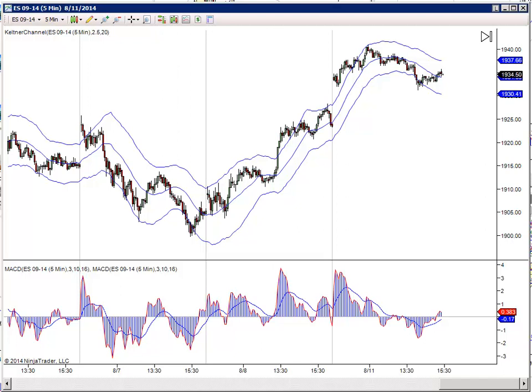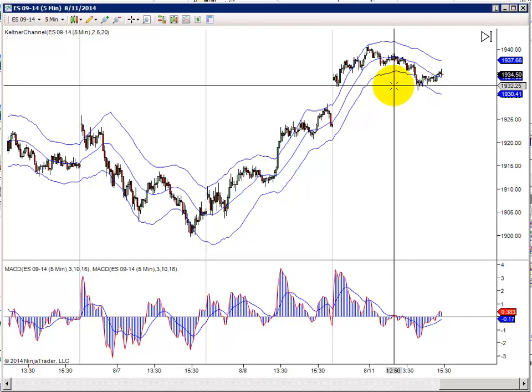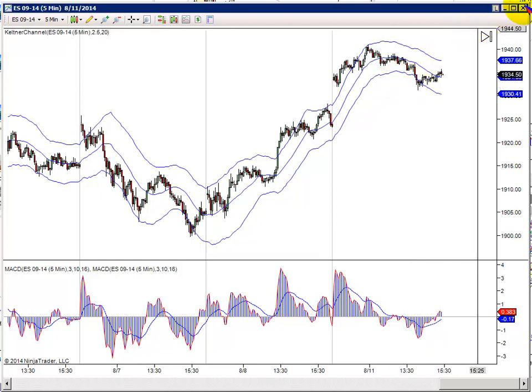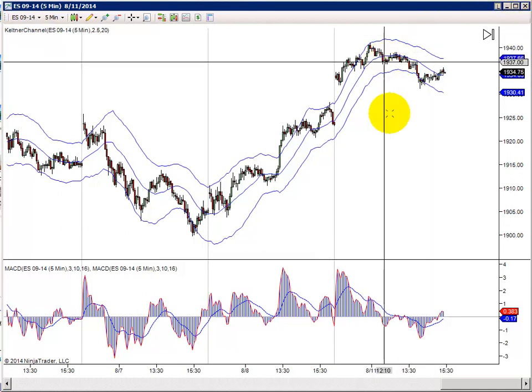Okay, I want to go over a chart and show you some ideas about the harmonics of trading. So earlier we went over in the chat room something that is important when looking at harmonics and entries.